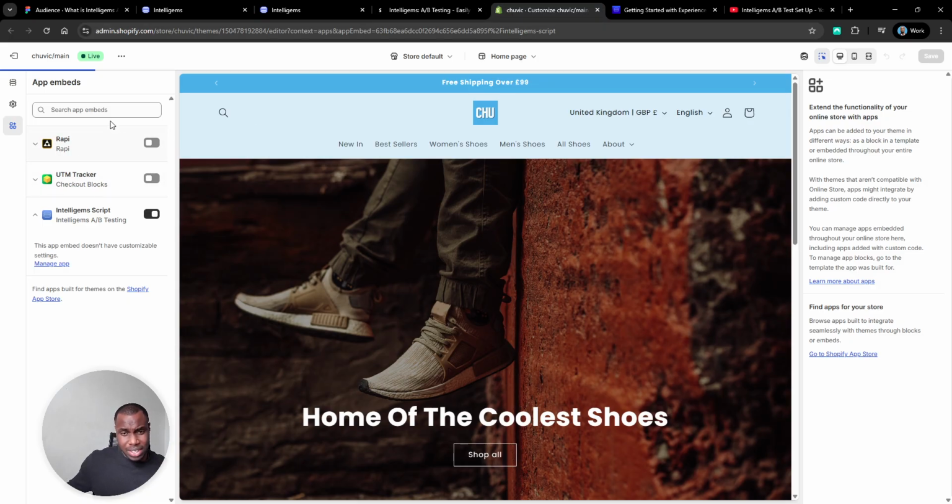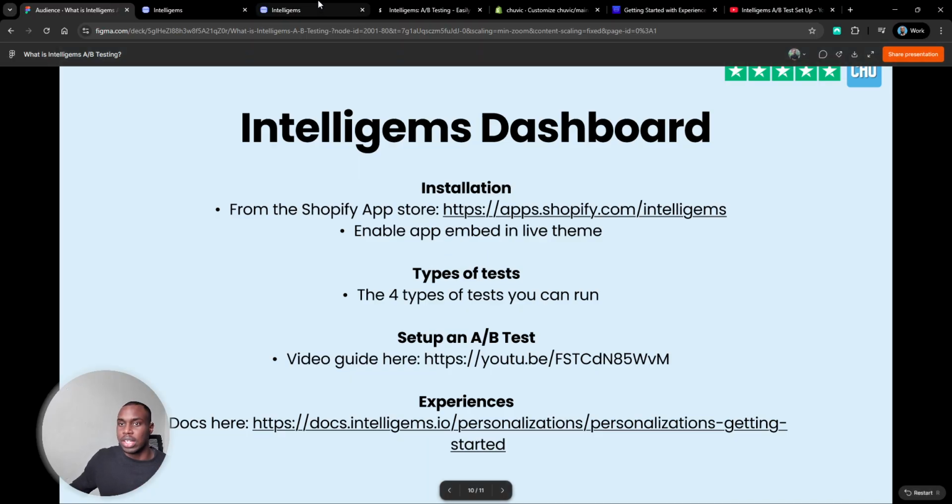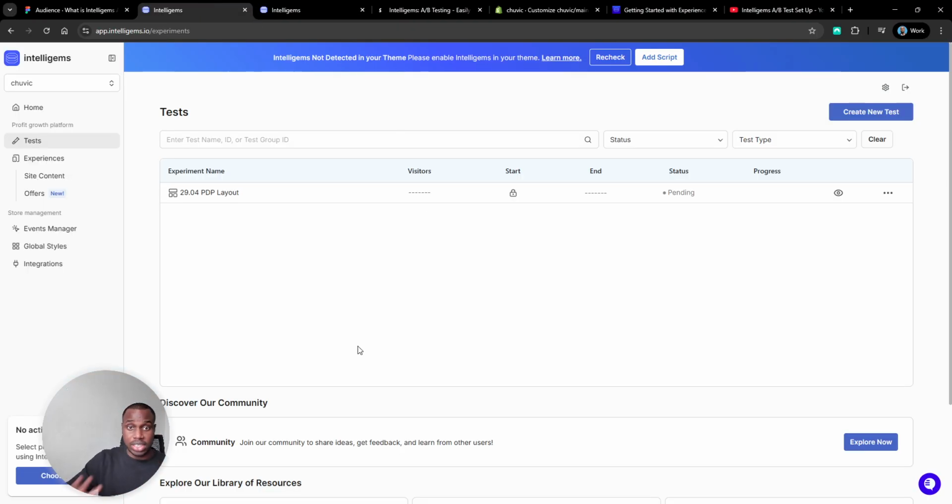To set it up, the second thing you need to do is enable this app embed over here. So there's an app embed to install the script. So you literally just go to your main theme, switch this on. That's literally it. So when I said it's a very simple installation, it's a very simple installation. Very easy to do.